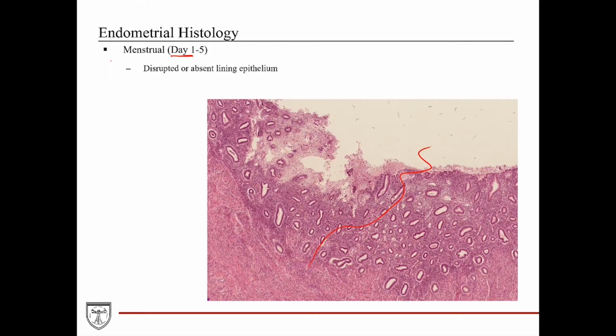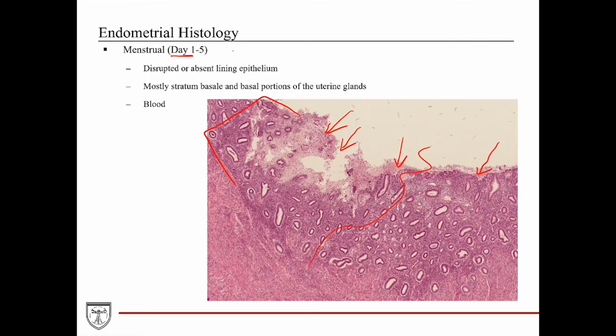Therefore, the histology of the endometrium at menstrual phase would reveal the disrupted or absent lining epithelium. So there's no lining epithelium that we can see from this histology, and most of what we see of the endometrium would be the stratum basale. And of course, with menstruation, there would be some free bleeding going on. So seeing blood in this histology or luminal compartment is actually expected.